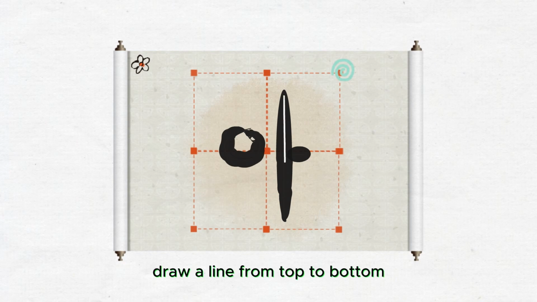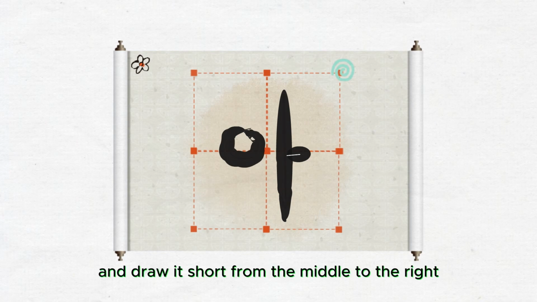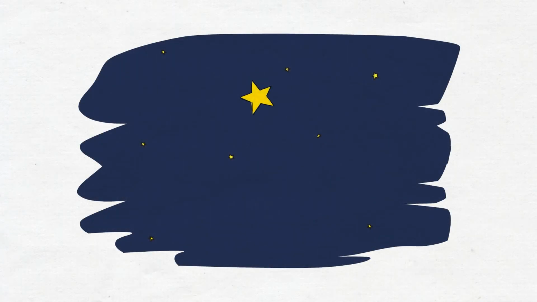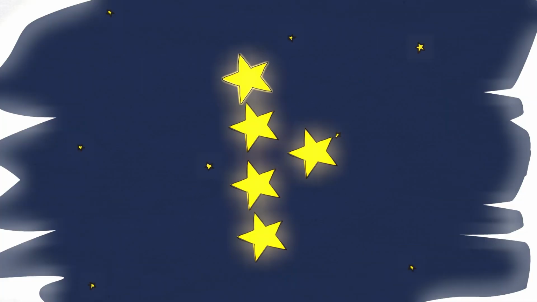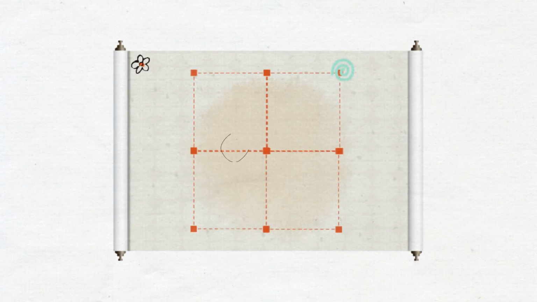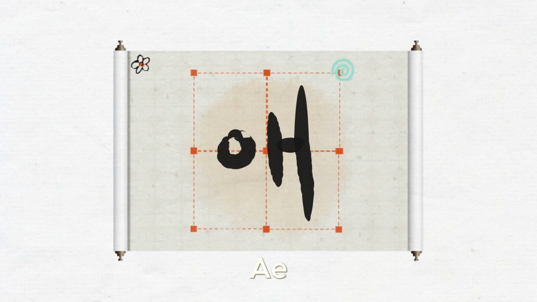Draw a line from top to bottom. And draw it short from the middle to the right. 에.